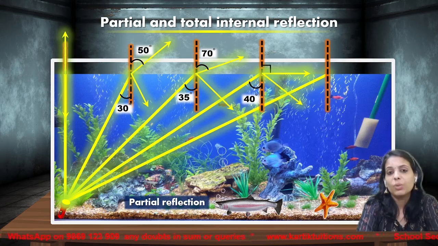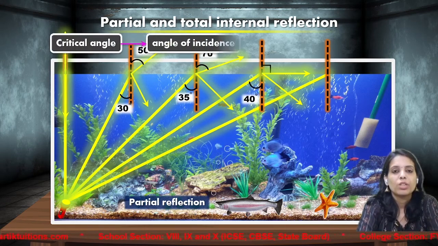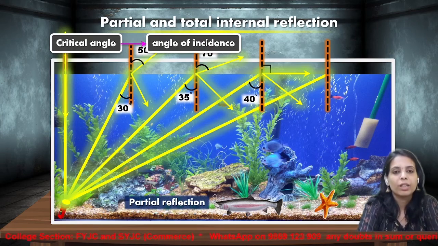So this value of angle of incidence for which the angle of refraction is 90 degrees is called the critical angle. So critical angle is nothing but the angle of incidence for which the angle of refraction turns out to be 90 degrees. Now let us see what happens when we increase the angle of incidence beyond the critical angle.